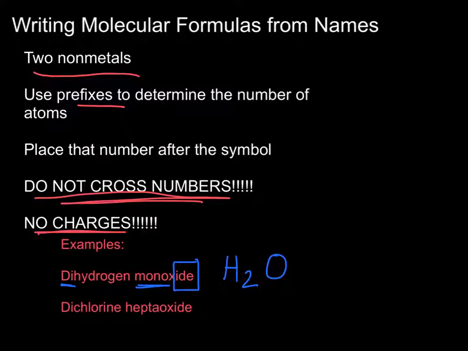Okay, the next one is dichlorine heptaoxide. Again, the prefix di tells me that there are two chlorines, and the prefix hepta tells me that there are 7 oxygens, so I have Cl2O7. Again, notice that the compound ends in IDE. So the compound will always end in IDE. You have to figure out what element that represents. No crossing numbers or anything, simply using your prefixes to determine what the subscript should be on the element that's provided.